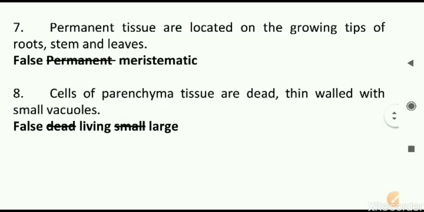Seventh, permanent tissues are located on the growing tips of root, stem and leaves? No, they are not located. Answer is false. In place of permanent, you will write meristematic tissues. These are actively dividing cells.